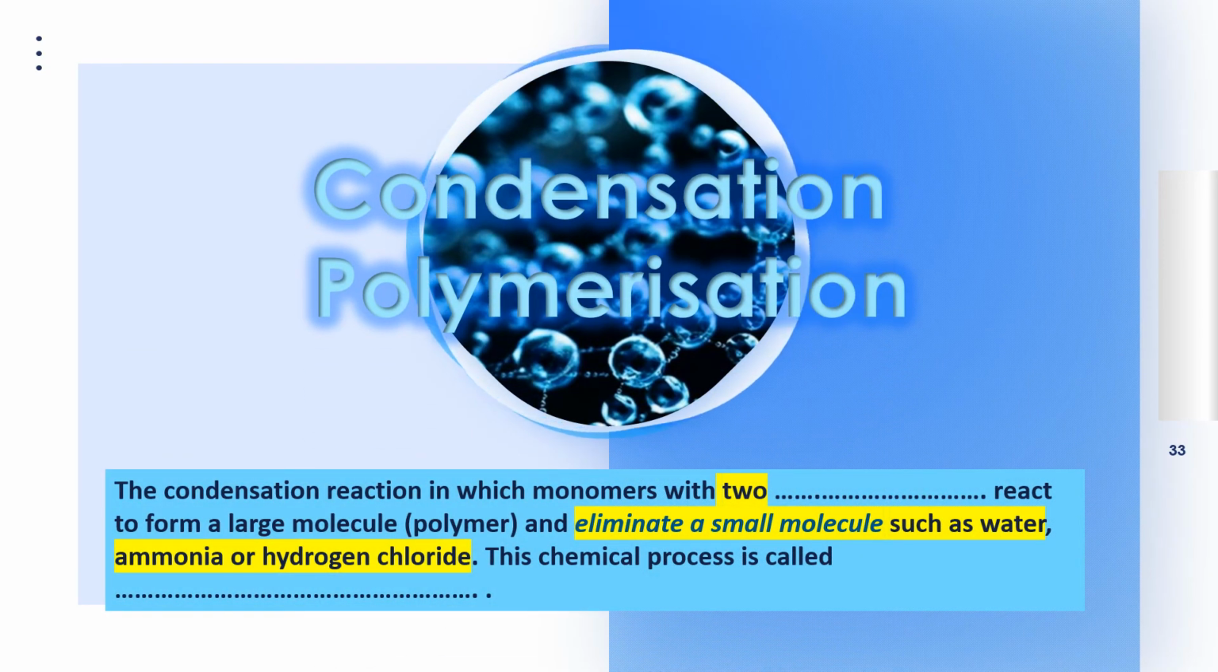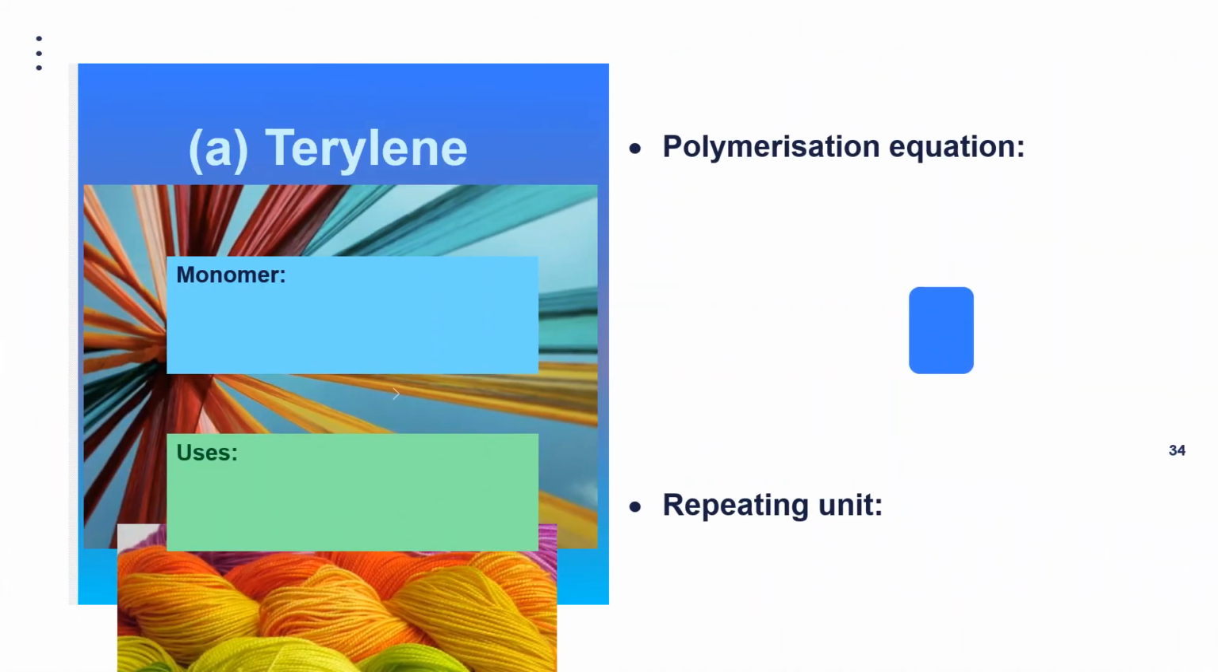Now let's look at condensation polymerization. In a condensation reaction, monomers with two functional groups react to form a large polymer molecule and eliminate small molecules such as water, ammonia, or hydrogen chloride. This chemical process is called condensation polymerization. Terylene is an example of a condensation polymer.